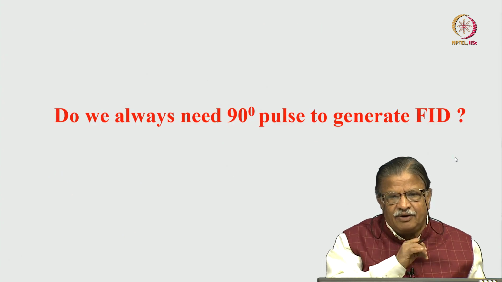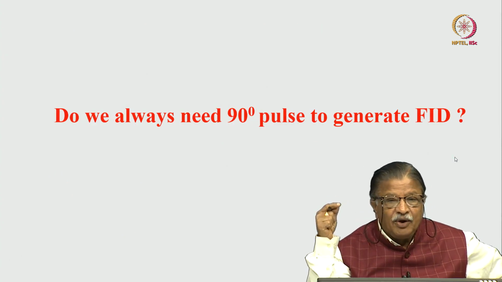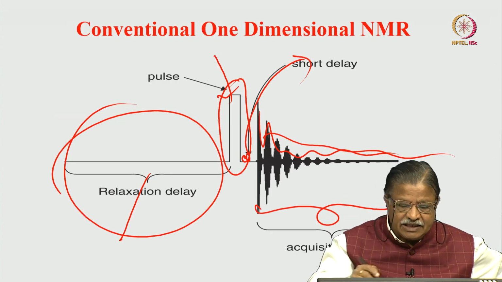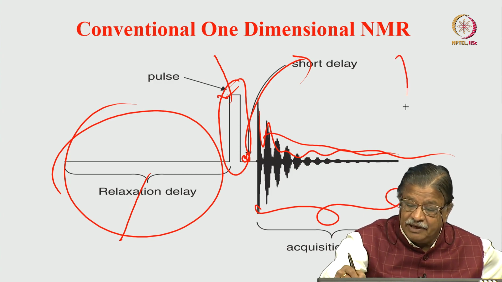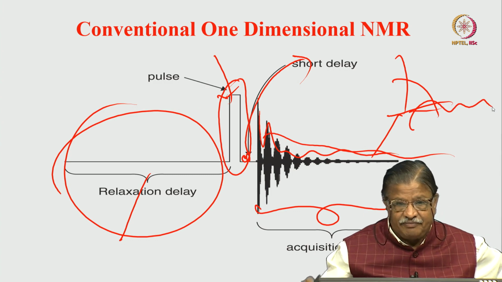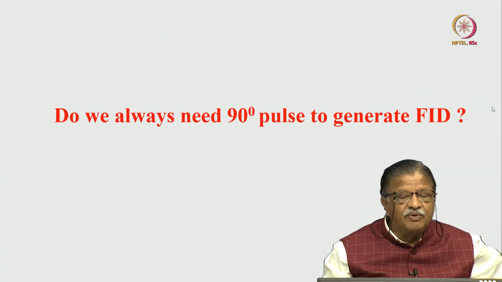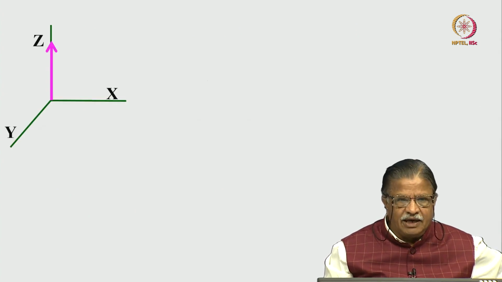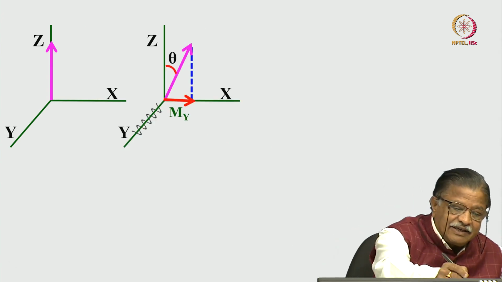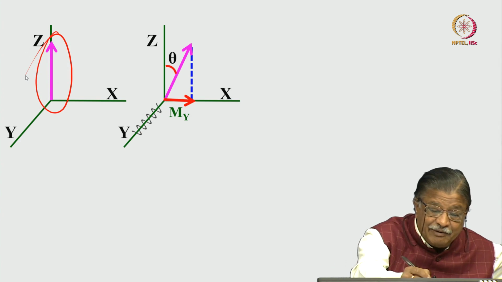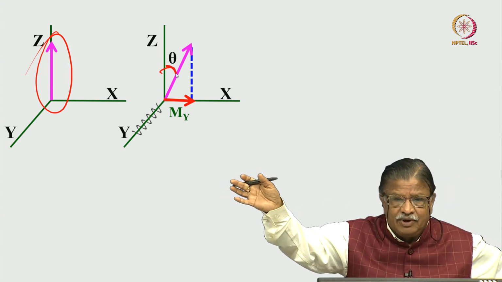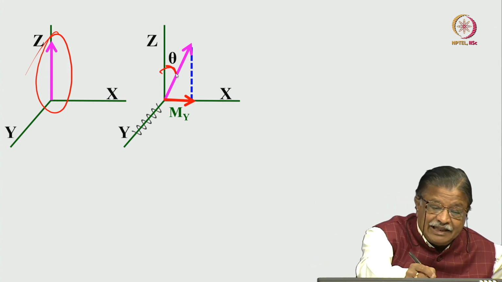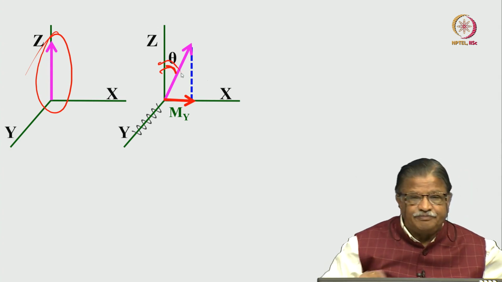Now, the question you may ask me is, do we need a 90-degree pulse always to generate the free induction decay? Remember, I showed you that you apply a 90-degree pulse, bring the magnetization to the XY plane and start collecting FID. But do we always need a 90-degree pulse? The answer is no, because initially the magnetization is along the Z axis. I can tilt it by any angle, I told you gamma B1 tau p equals theta. I can adjust the power and the pulse width in such a way that I can tilt the magnetization toward the x axis by a small angle theta.